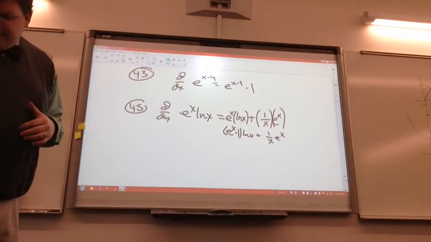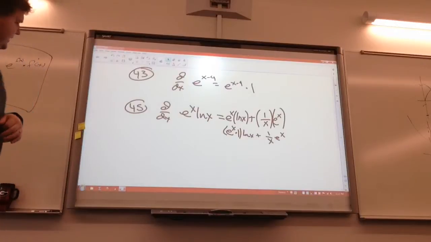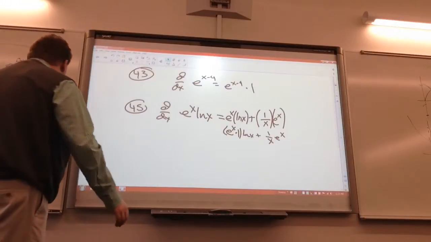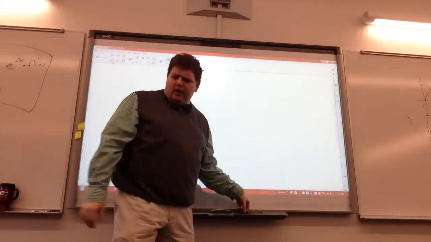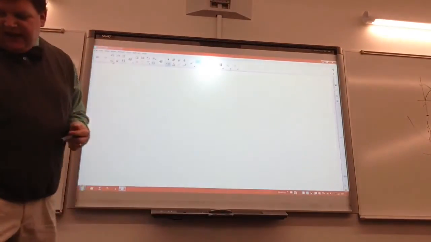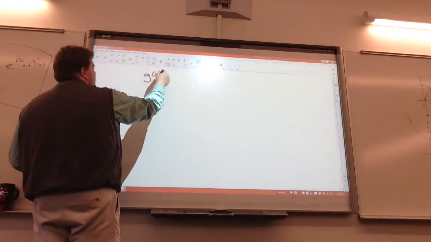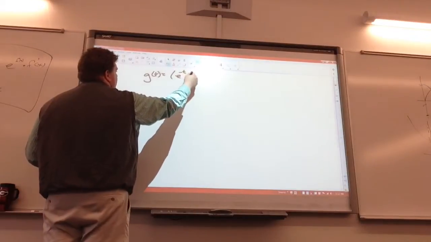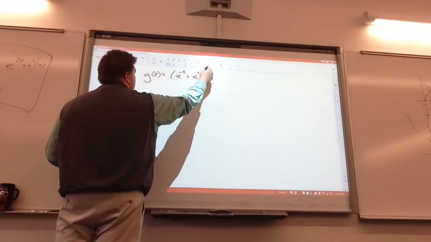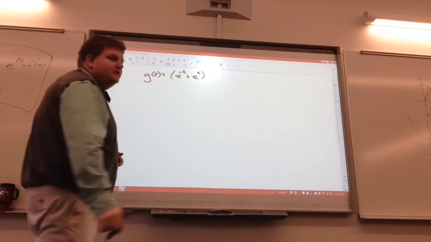Number 47 is going to work exactly the same way this one did. Let's look at 49, the last one of this problem set I assigned. We've got g of t is equal to e to the negative t plus e to the t. What is it, squared? I think it's squared. Cubed.